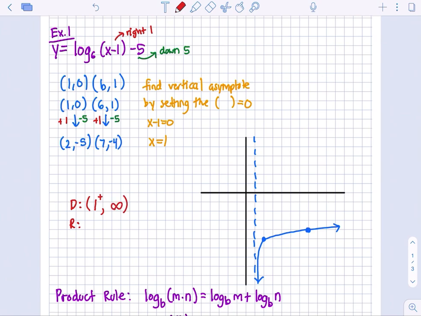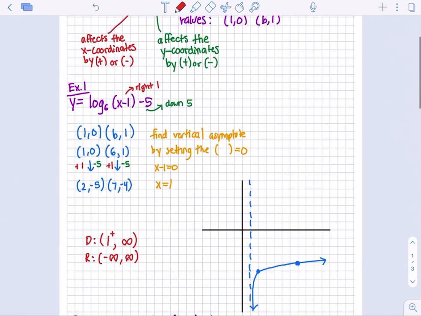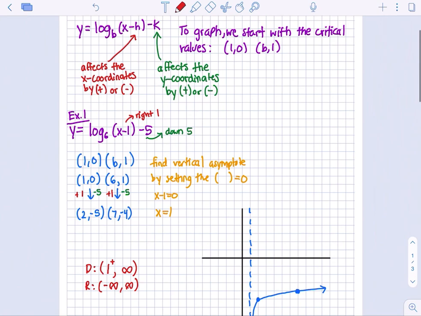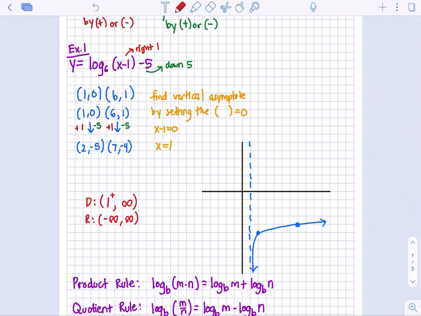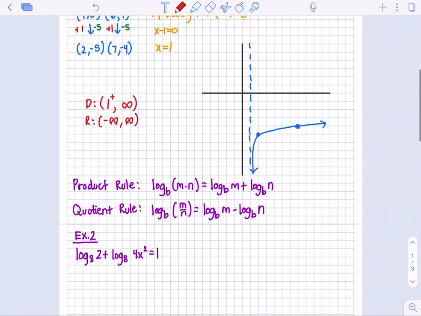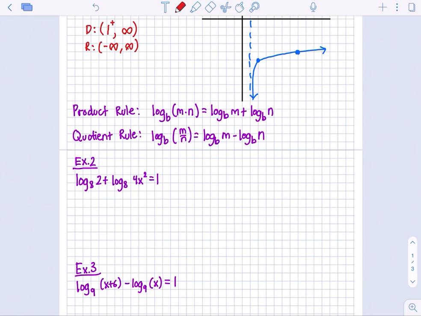And domain and range, you guys, for all log functions are negative infinity to infinity. So if you just follow those critical values, use your transformations to make your new coordinates and the vertical asymptote, you should be able to graph your logs. Alright, so there's that. Now let's go to product rule and quotient rule.